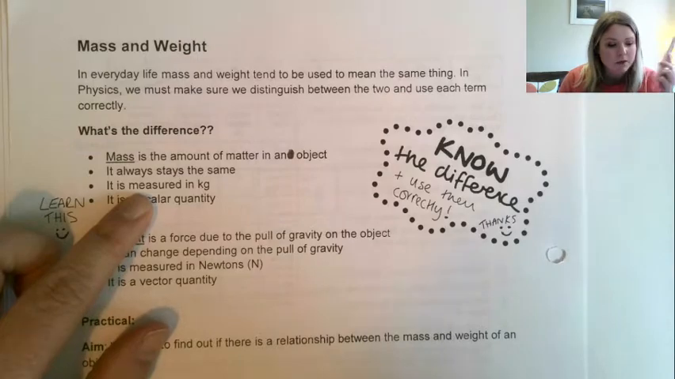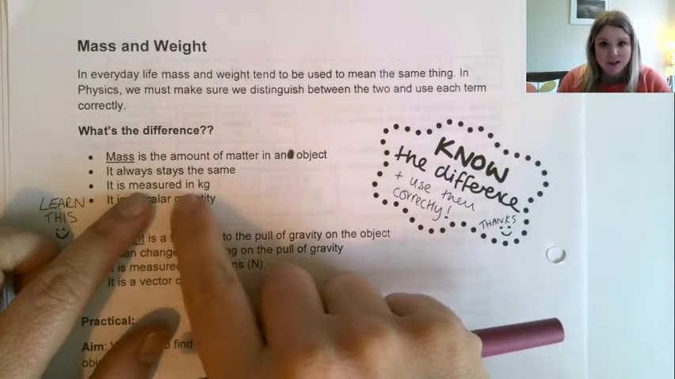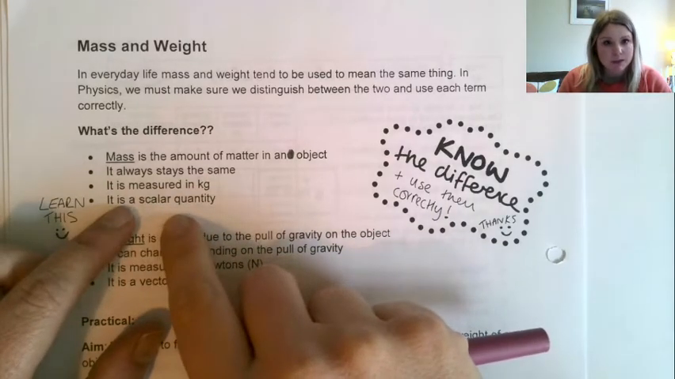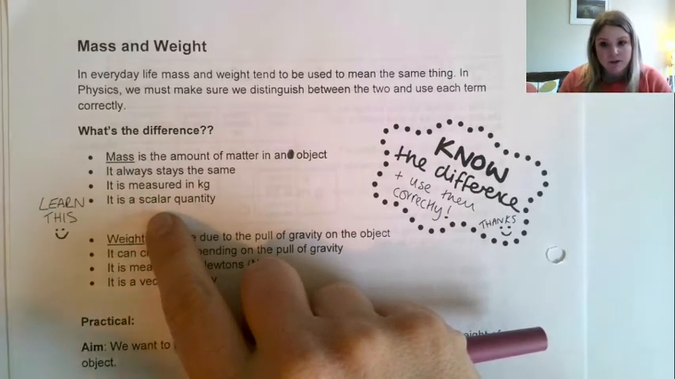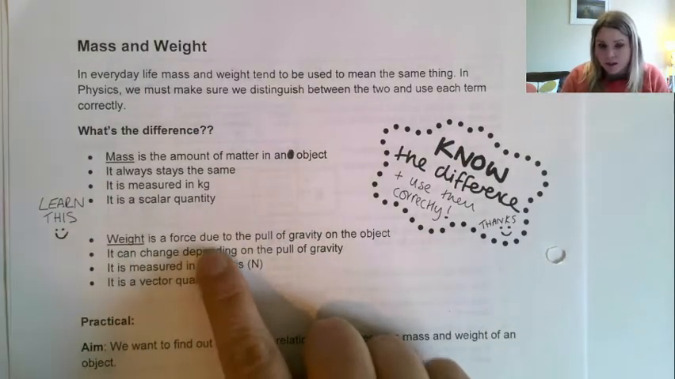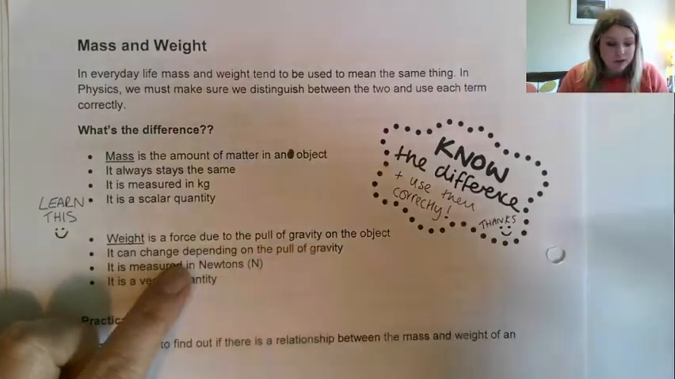Measured in kilograms, obviously it can be measured in grams and things as well, but 99% of the time in physics we will have mass in kilograms. And it's scalar, so remember what that means. Scalars don't have directions. Weight is a force, so that means it's measured in newtons, and it is due to the pull of gravity on the object.